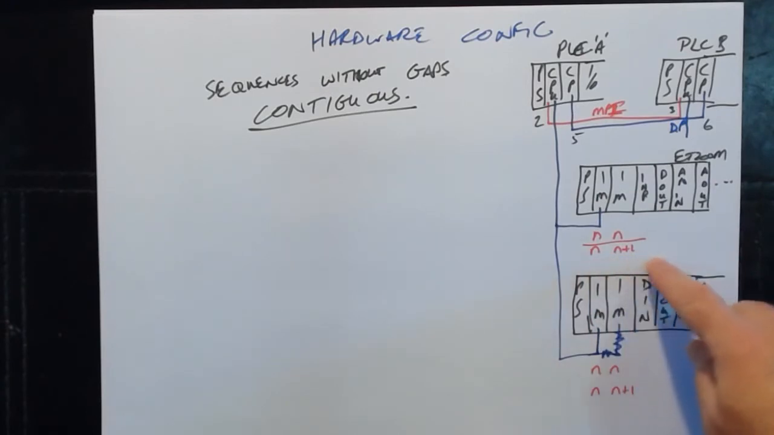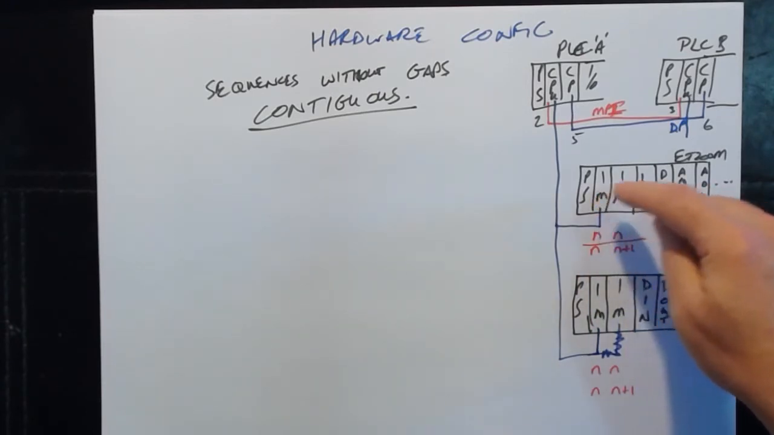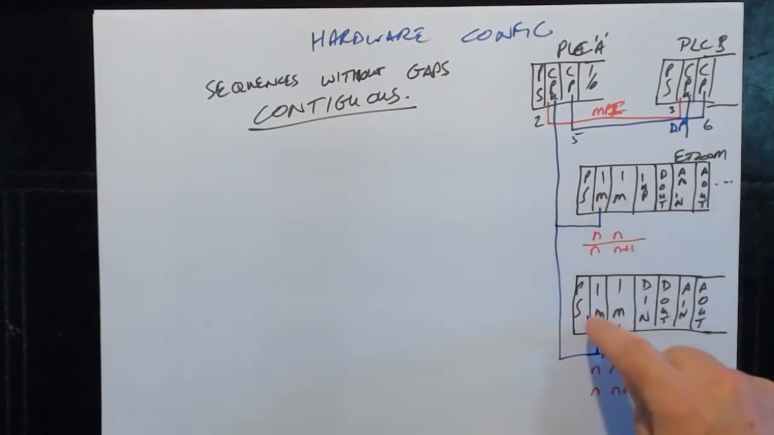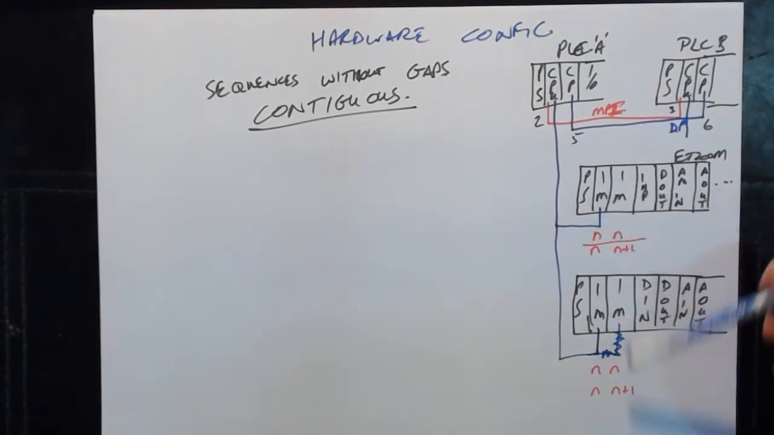If we're going to do n and n plus 1, then this must be 6 and 7. This one must be 8 and 9, and following on must be 10 and 11, and so on. Contiguous numbers. There cannot be any gaps. If there's a gap, the software redundancy will fail.